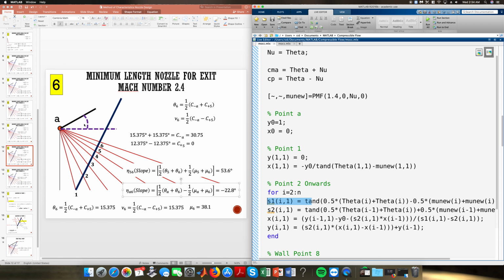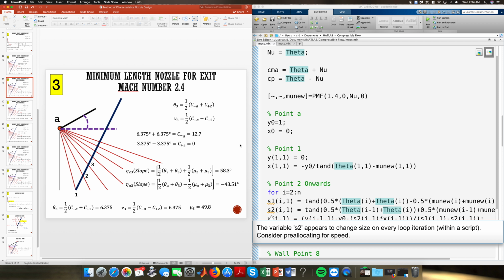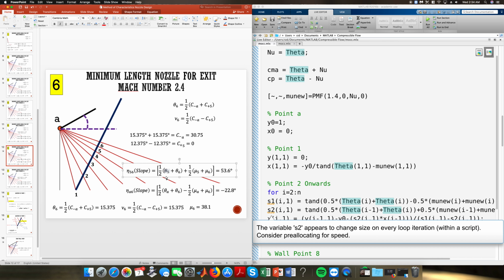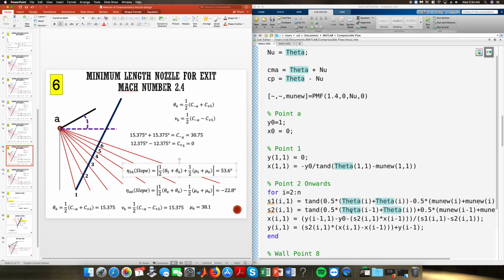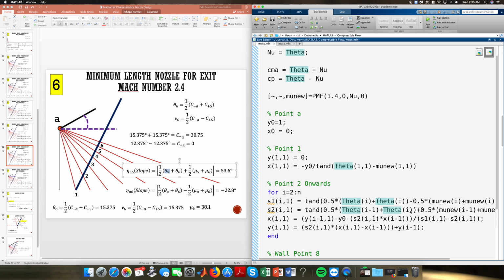Okay. Now I want the slope from 1 to 2, 2 to 3, 3 to 4, and 4 to 5. So how do I do that? Well, let's look at this line right here. No matter what point you look at, the way you can generalize this slope equation is by half of theta minus 1. Whatever the point of your interest, you take the point before it and then add that, right? So theta minus 1 plus theta, times mu minus 1 plus mu. So you automate that.